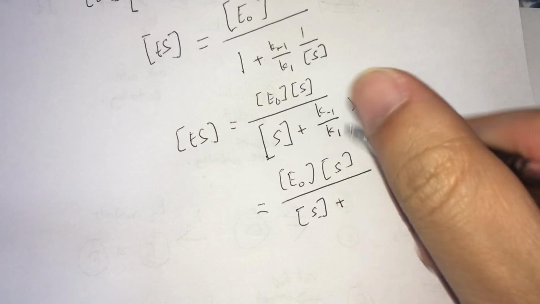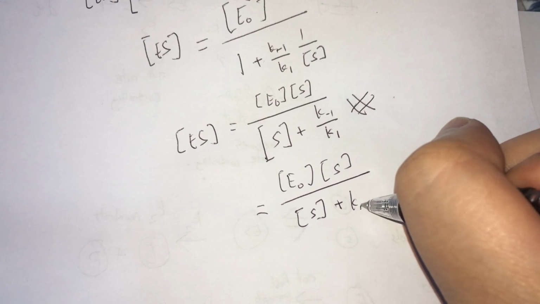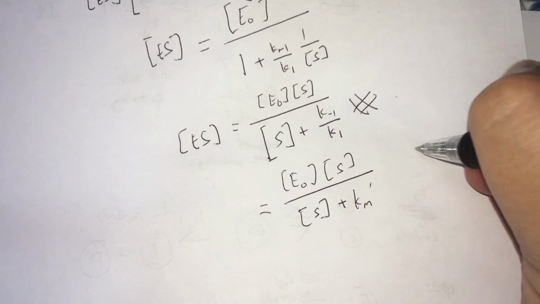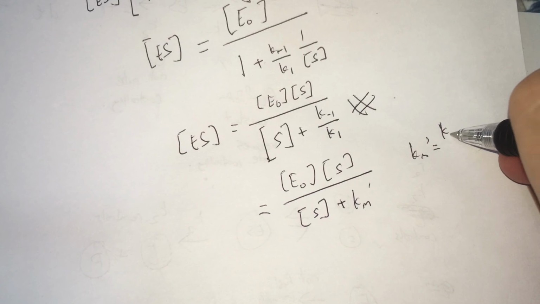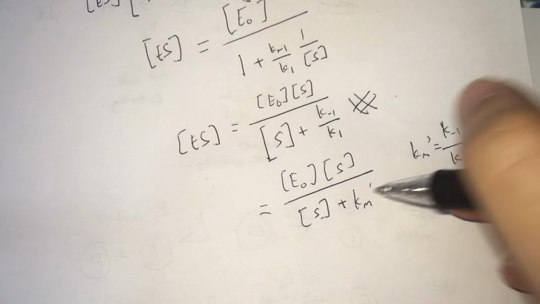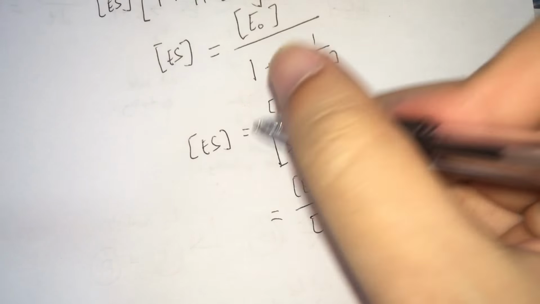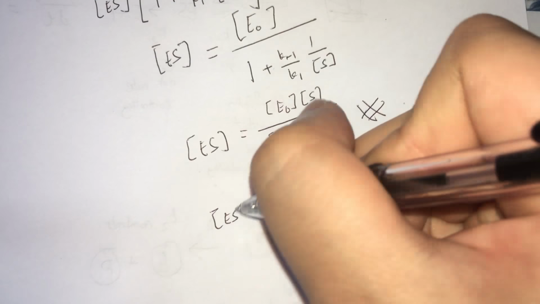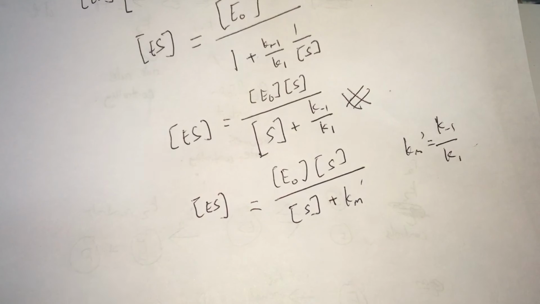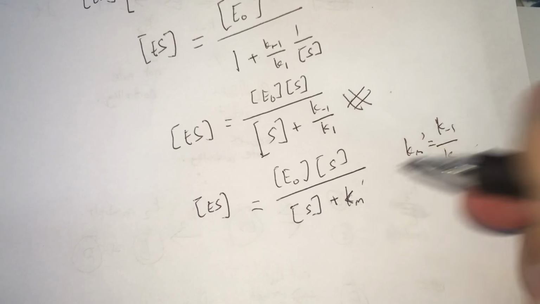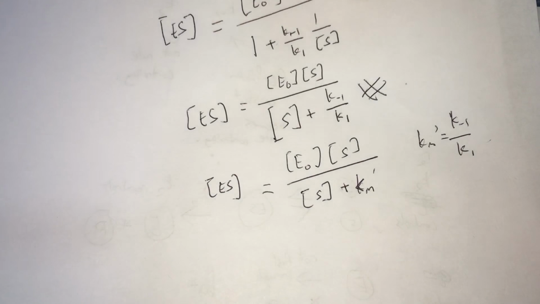So let's make it neat over here. We'll just represent this as Km prime. So Km prime is some kind of rate constant, just whatever the mess you have there, so we don't have to keep writing the same thing over and over again. Now let's just call this some kind of a rate constant.